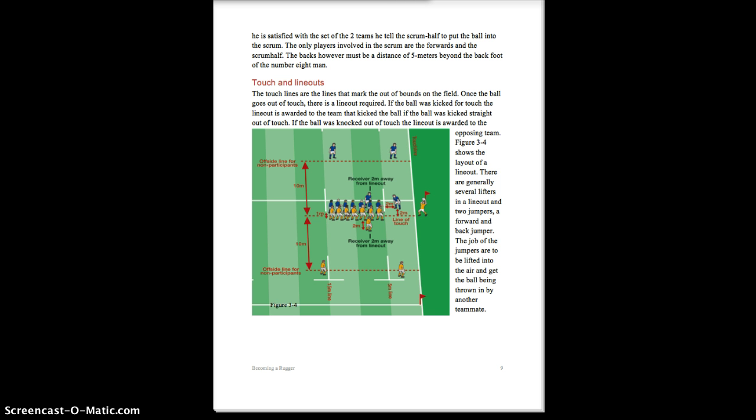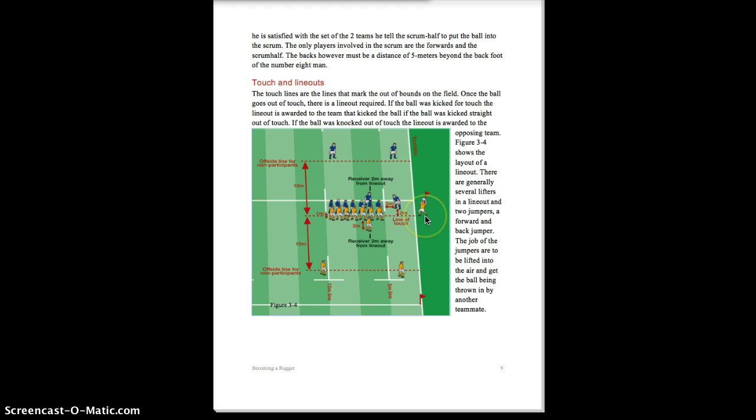As far as the scrum goes, basically it's just two teams pushing against each other to fight over who's going to get the ball or not. There's touch and lineouts. The touch line is this line over here on the right. Basically, that's what happens when a kick goes out of bounds or something of that nature.